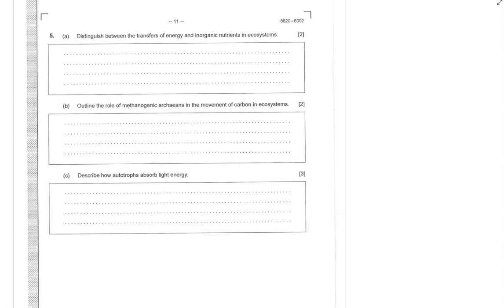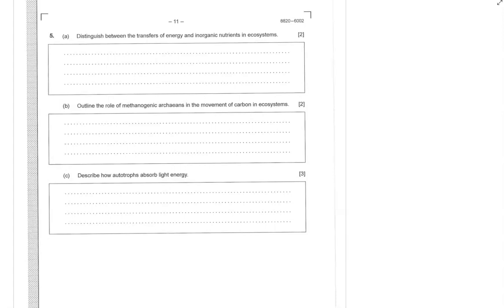So then part B, outline the role of methanogenic archaeans in the movement of carbon in ecosystems. So that's methanogenic, so that's going to be involved in methane. So methane is produced from organic matter in anaerobic conditions. It then diffuses into the atmosphere, or it accumulates in the ground and it's oxidized to convert to carbon dioxide. That's more than 2 marks worth there, so you've got a little bit of flexibility there.